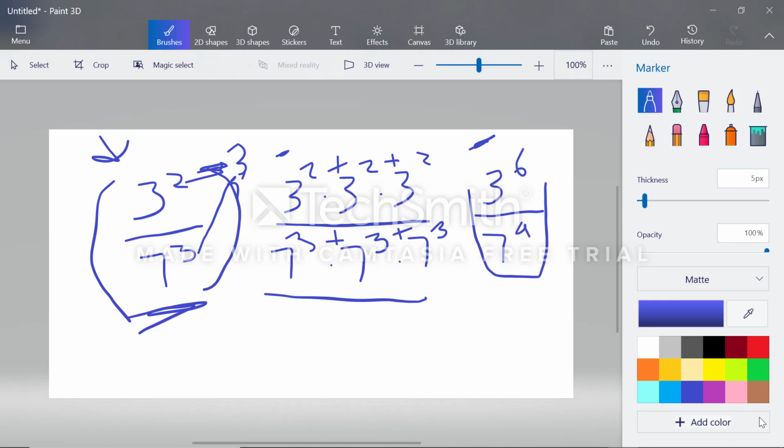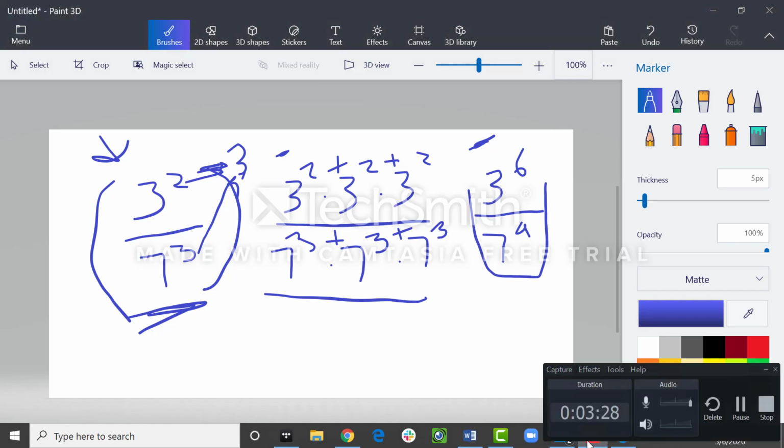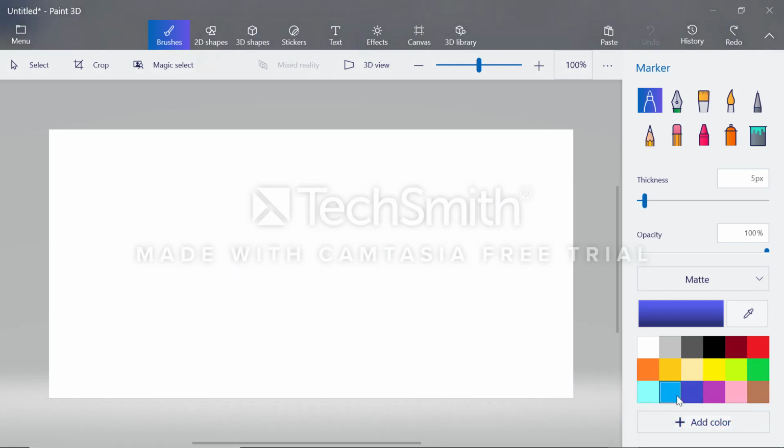So I'm going to clear all this. The next thing we're going to look at is fractions with exponents. So simple, 4 to the 8th power over 4 to the 4th power.